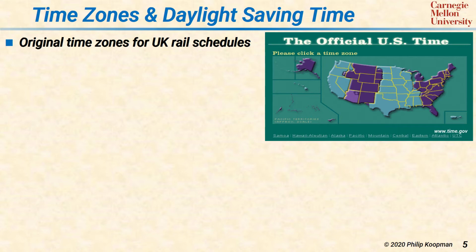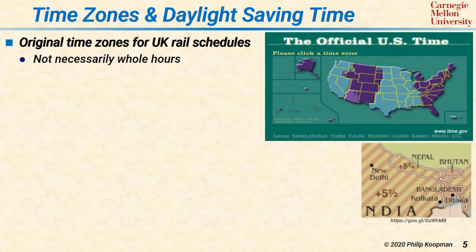Now, the more or less, the tricky part is it's not necessarily whole hours. For example, India has a time 5.5 hours away from the reference, and Nepal has a time 5 3/4 away from the reference, and there are a couple other places that do this sort of thing. So software that assumes all time zones are exactly 1 hour apart won't work properly in those areas.